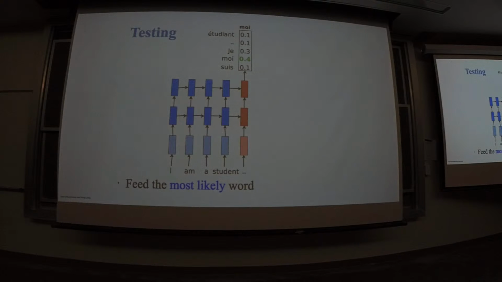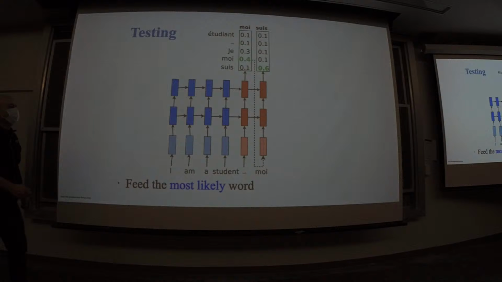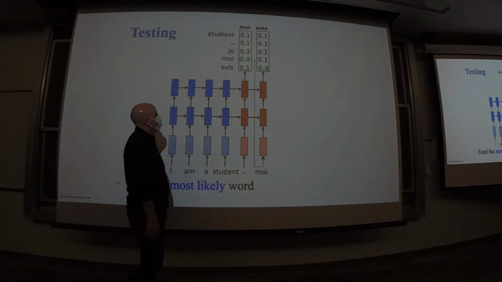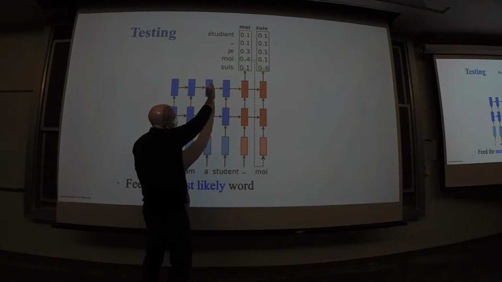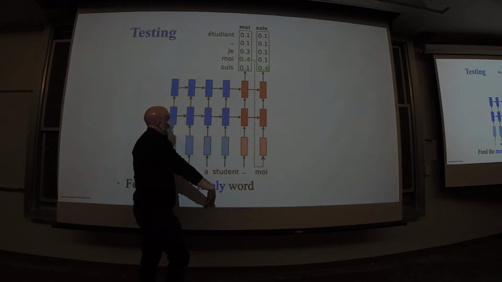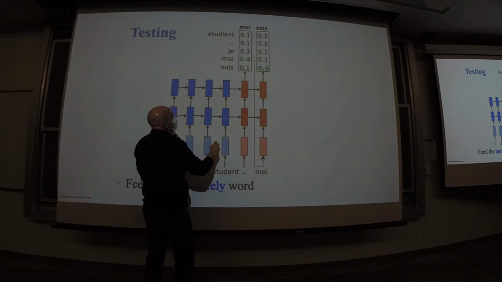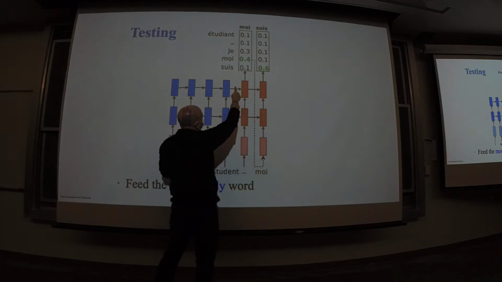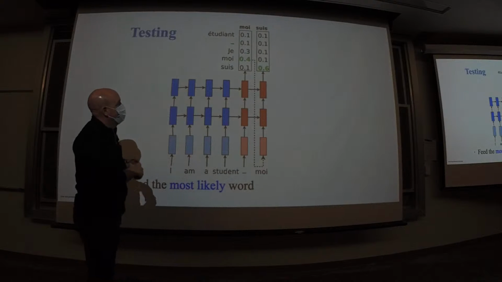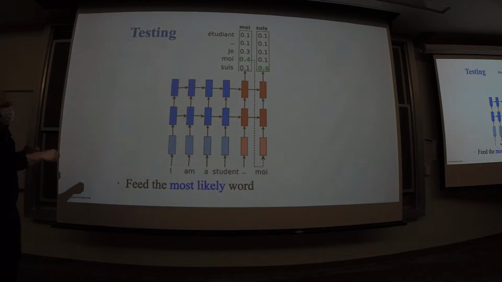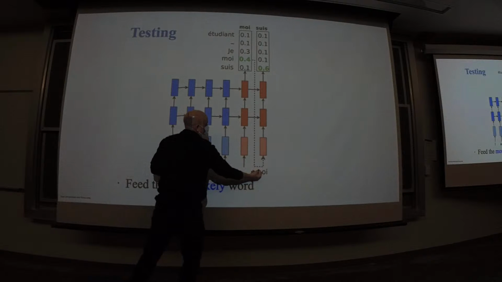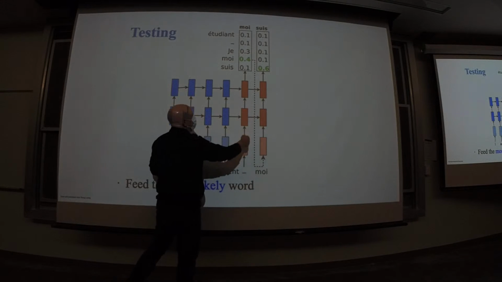Me. So what's that? Yeah, it means me. So this thing isn't quite trained properly yet. We really wanted to produce je, but it produced moi. So the highest probability was assigned to moi. And at test time, we don't know what we're supposed to get, right? So we just take the most likely, and then that becomes input for the next stage of the decoder.